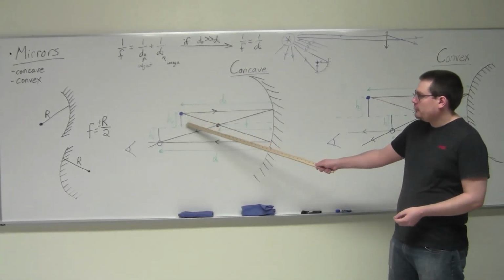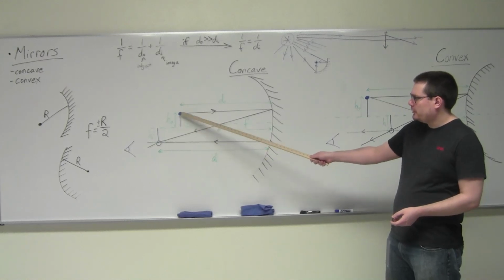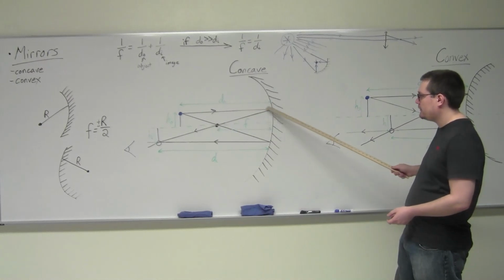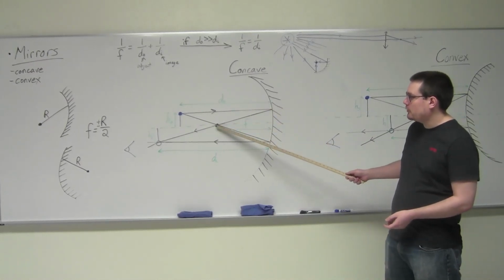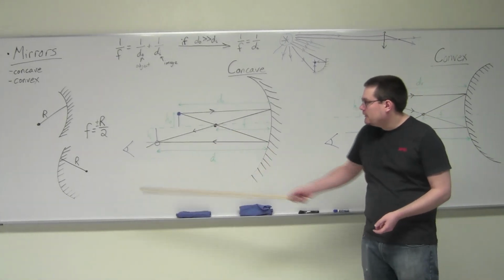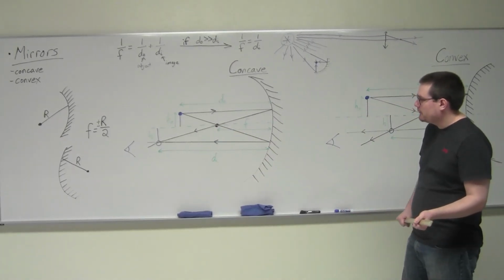We have, again, our object. Imagine it's a lamp with light emanating from the top. The first line we draw, again, is parallel to the horizontal axis. When it hits the mirror, it reflects off, and this reflection goes through the focal point and then continues on in from the direction it came from.